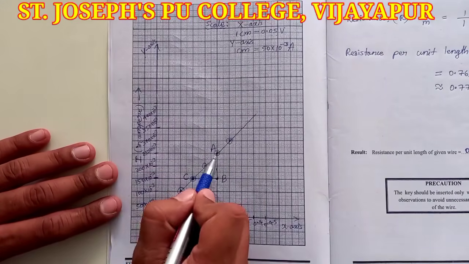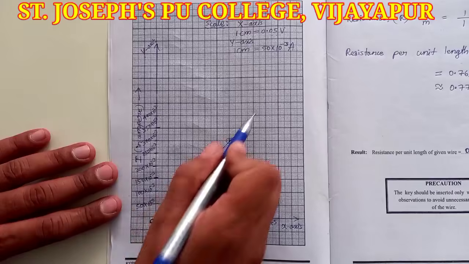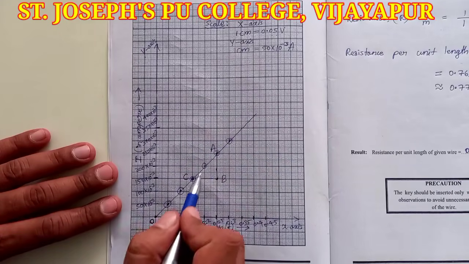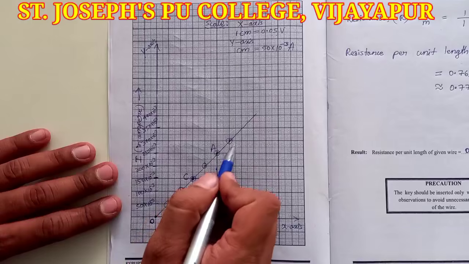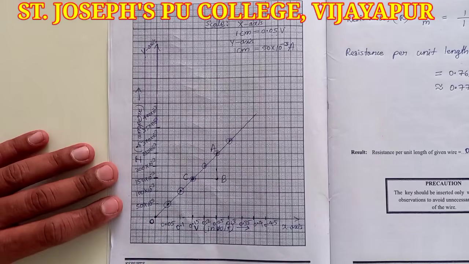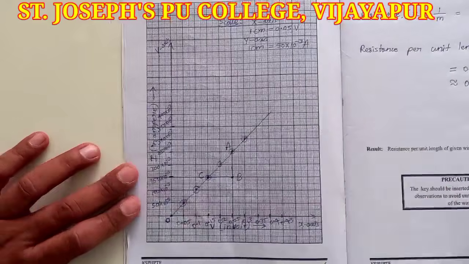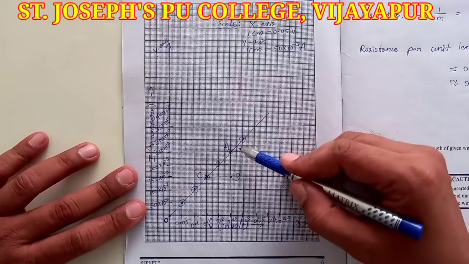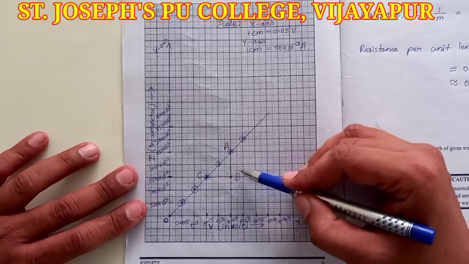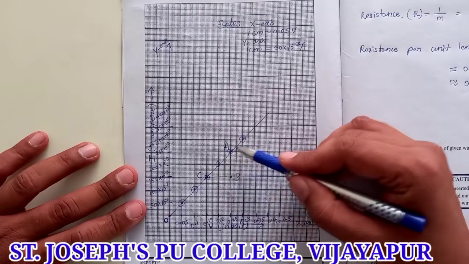Now we have to plot the graph. So the curve will look like this. After plotting the graph, we will get a curve. If you join all these 6 points, you will get a curve like this passing through the origin. A linear curve we are observing. The next step is to take down the slope.